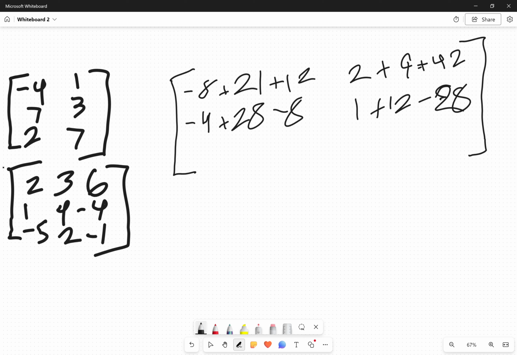Now, third row down here, back to our first column. -4 times -5 is 20. 2 times 7 is 14. -1 times -2 is 2. And last row, second column, we have -5 times 1 is -5. We have 2 times 3 is 6. And we have 7 and -1, which is -7.